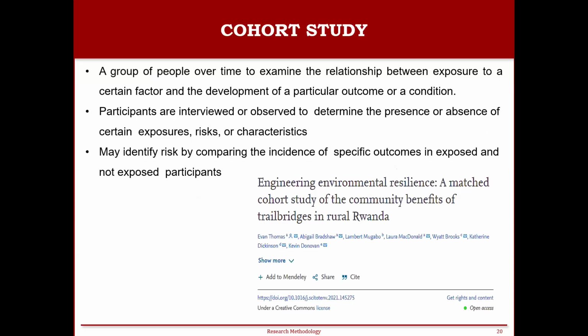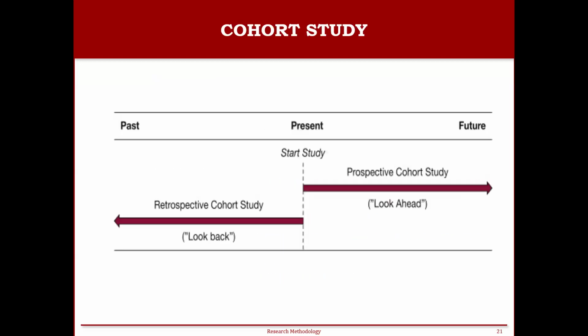And especially when it comes to the cohort study, we identify two parts: retrospective cohort study and prospective cohort study. Retrospective means we look back and continue our study. That means we find individuals who have already experienced that condition or disease, let's say. And when it comes to the prospective cohort study, we look ahead, right? So it is a future study.